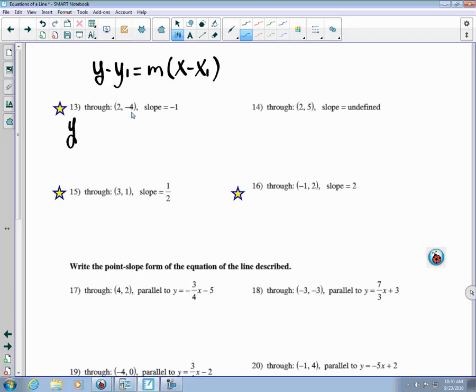Y, but then what's my y? -4. And that negative times that negative, what happens? It becomes a positive 4. And then my slope would be -1. Do I really need to write a -1? No, just write a negative, right? And then x, and then that 2 comes over here, so that would be -2. And we're done, right?